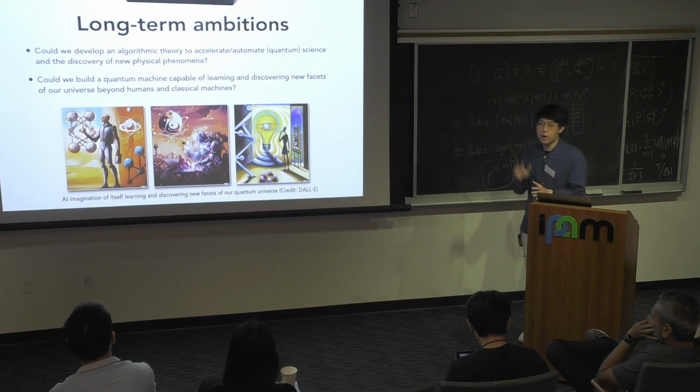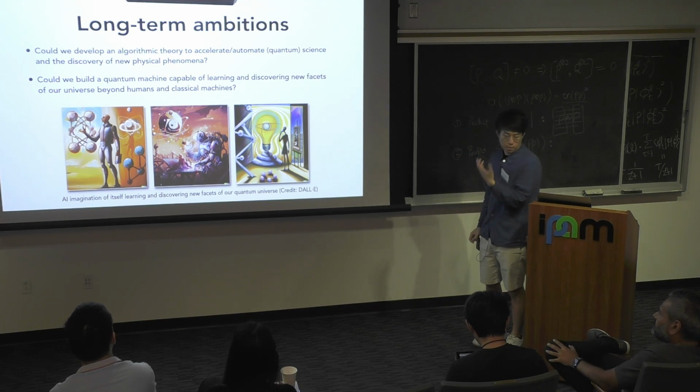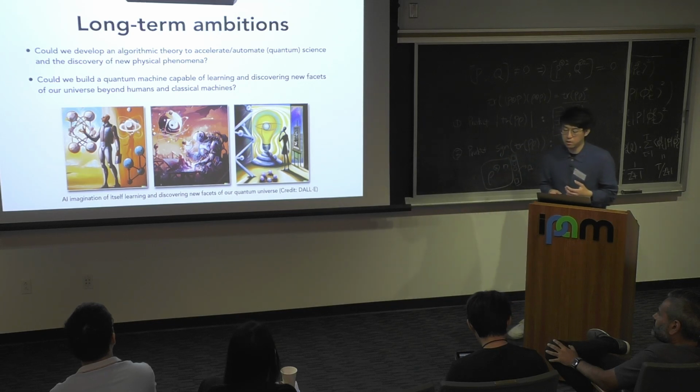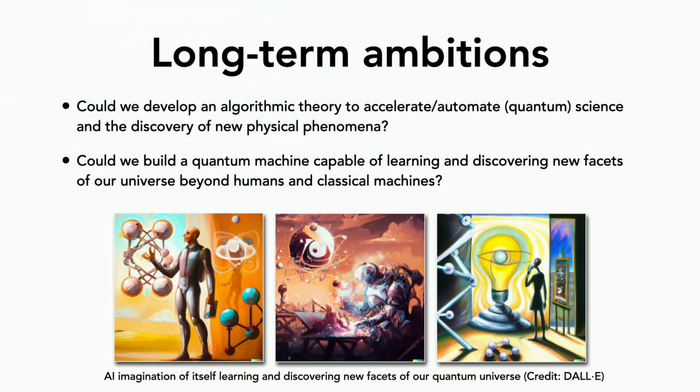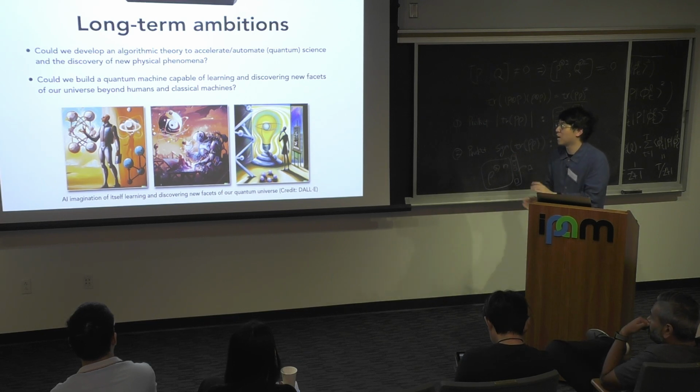But finally, I wanted to end on some very long-term ambitions. I think some of the big motivating questions of this field are, for example, can we develop some algorithmic theory to help us accelerate and automate science and discover new physical phenomena? And can we build a quantum machine that is able to learn and discover new facets of our universe beyond humans and classical machines combined? These are very big questions. We're trying to make progress. I think we're in the right direction, but it's still a very far reach. But maybe after 50 years or 100 years, we would have some understanding of this. And that's it for my tutorial.